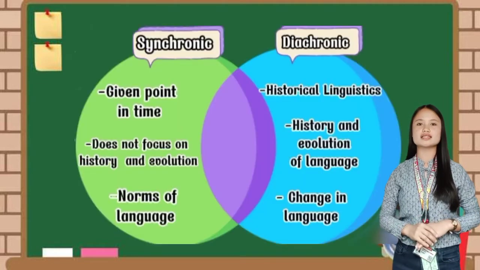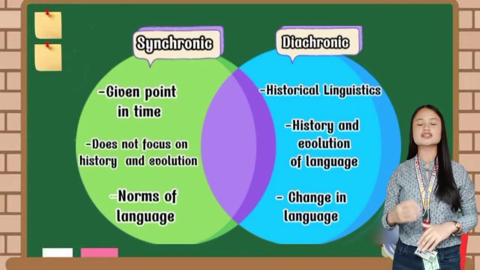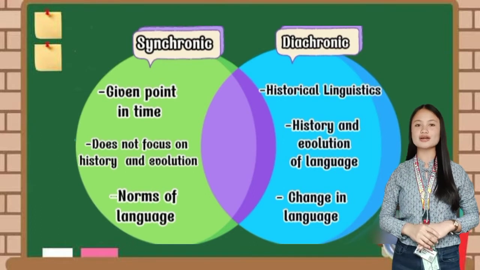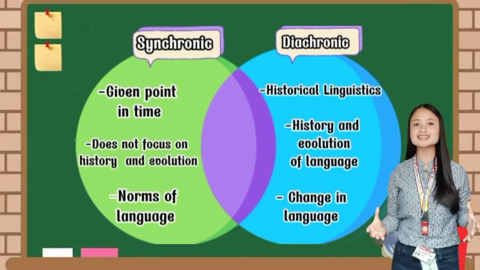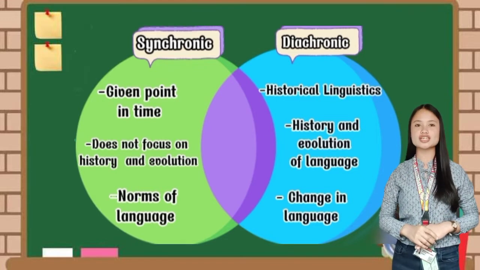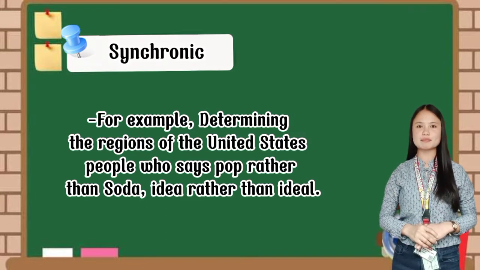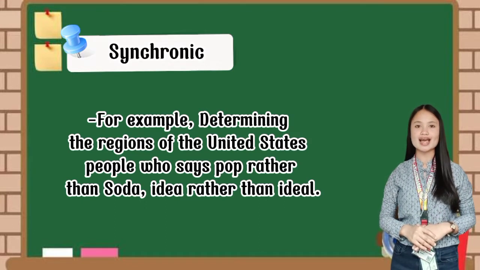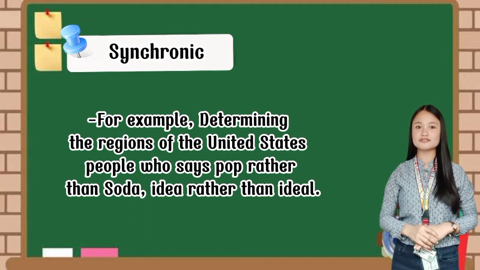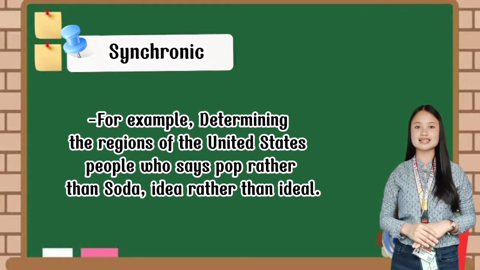And the third one is the norms of language. Synchronic investigates the norms of language at a particular time and doesn't discuss or analyze changes of the language over time. For example, many United States people say pop rather than soda, idea rather than ideal. So as you can see, they are only studying the specific speech of a community at a particular time. So that is synchronic linguistics.